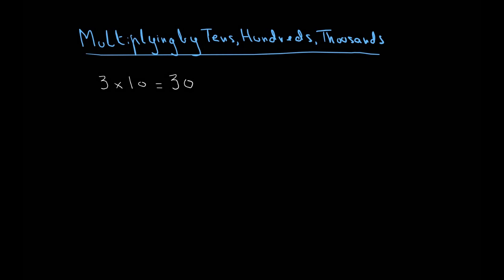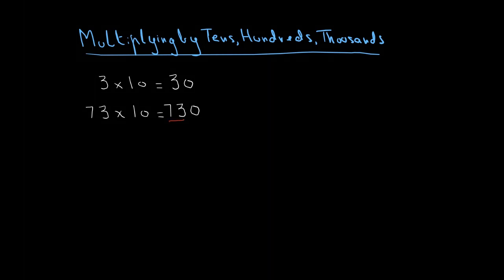Now I want to multiply 73 by 10. Multiplying 73 by 10 means I'm really adding 10, 73 times. So these are just 73 tens. In place value, I can write 73 tens as 730, right? Because the 0 signifies tens, I can read this number as 73 tens. This is the beauty of place value. This is really implicit in place value.